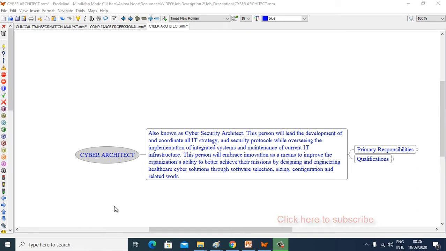In this presentation, I'm going to explain the Cyber Architect job description. Cyber Architect, also known as Cyber Security Architect, this person will lead the development and coordinate all IT strategy and security protocols while overseeing the implementation of integrated systems and maintenance of current IT infrastructure. This person will embrace innovation as a means to improve the organization's ability to better achieve their mission by designing and engineering healthcare cyber solutions through software selection, sizing, configuration, and related work.